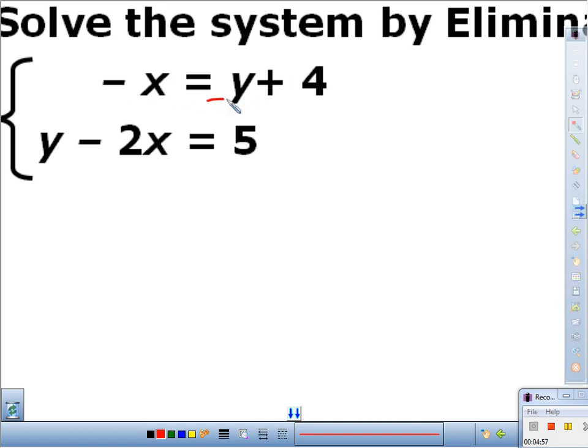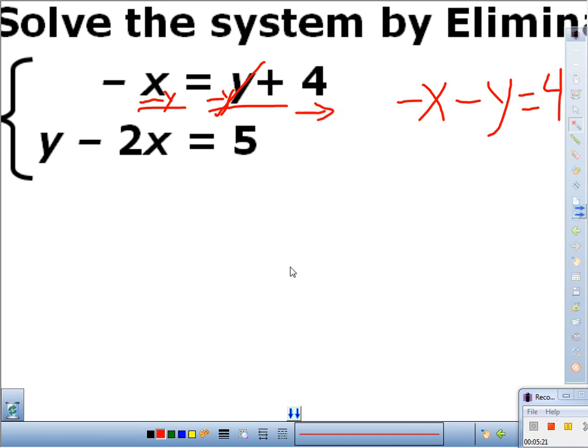Subtract y. So then I have, sorry, hold on. This cancels. What's on the left side? We're left with negative x minus y equals 4. Does everybody see that I went this way? Yes? I went that way. Okay. So is this one in standard form already? Yes. How about this one?